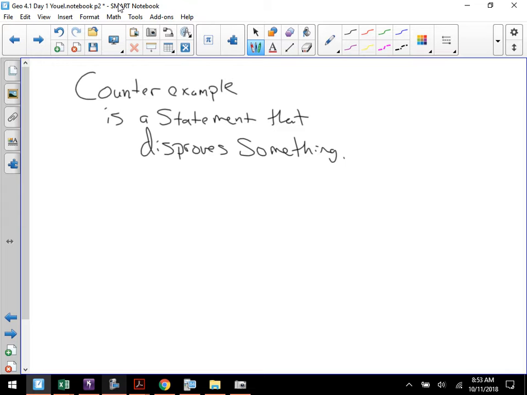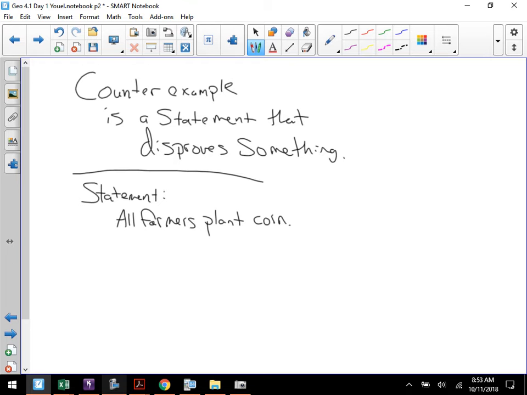Okay, so for example, let's say this is our statement. We'll go back to the farmer one. That was pretty easy. All farmers... if I want to come up with a counterexample to that, what's something that disproves that? What could they plant? Okay, you can say this: some farmers only plant carrots.